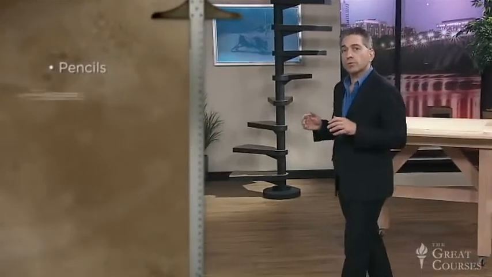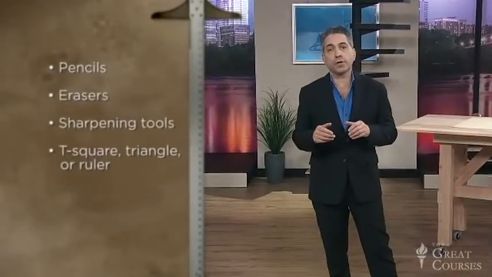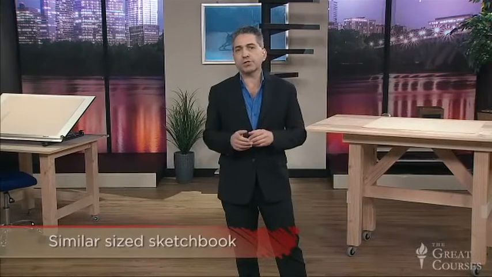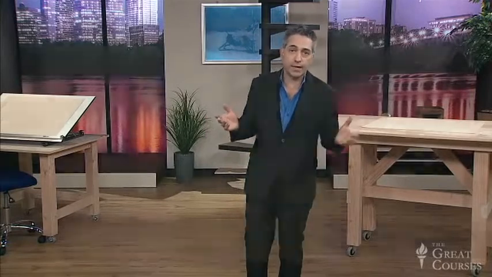You'll need pencils, erasers, sharpening tools, a T-square, triangle, a ruler, and a drawing board. We'll also use a bunch of paper, so 8.5 by 11-inch printer paper or similar sized sketchbook would be fine. You'll also need a table positioned against a wall and some objects, a simple bottle like a wine bottle among them. Other useful objects would be things like a pitcher, a vase, candlesticks, coffee mugs, wine glasses, and the like.